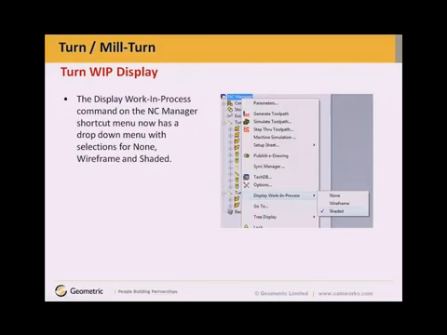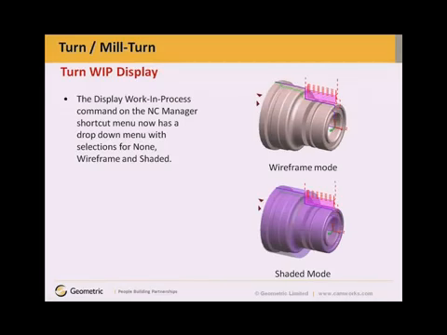Turn WIP display. On a similar context, you now have the ability to change the display of work in process. The display options are available in the NC Manager when you right-click on it. If you do not want to display the work in process, then it can be set to none. Similarly, you can set the work in process display in wireframe and shaded mode. You can see from the image the display of work in process in wireframe and in shaded mode.